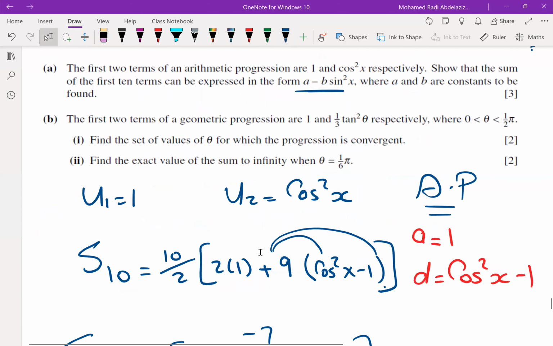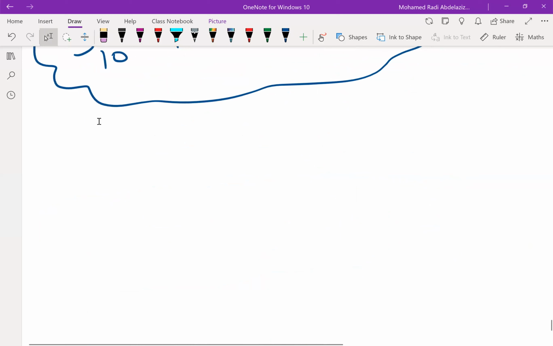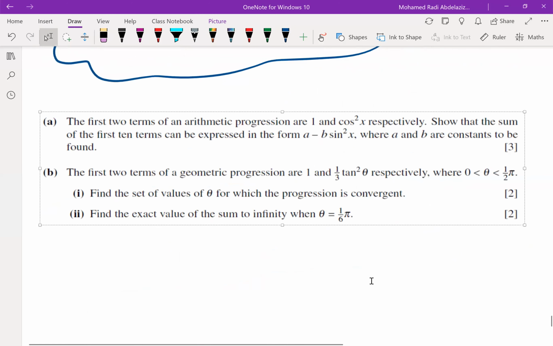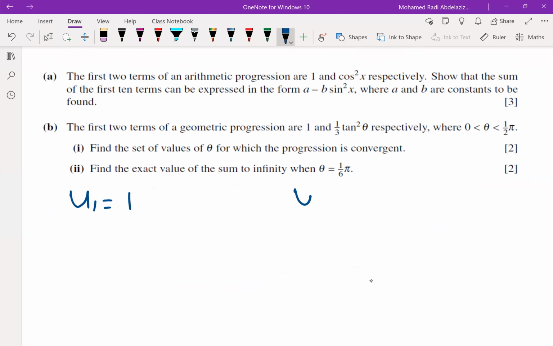Part b. The first two terms of a geometric progression are 1 and a third tan squared theta. The first term is 1. The second term is a third tan squared theta. Find the set of values of theta for which the progression is convergent.